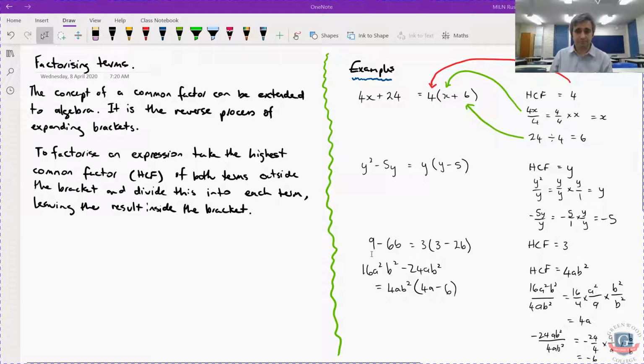Now, next one. We have this expression here. Common to both of these is 3. I've placed that out the front. 9 divided by 3 is 3. Negative 6b divided by 3 is negative 2b. Finished.